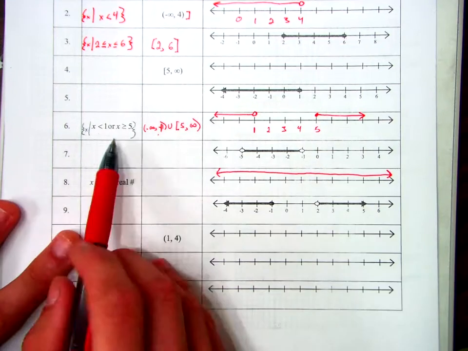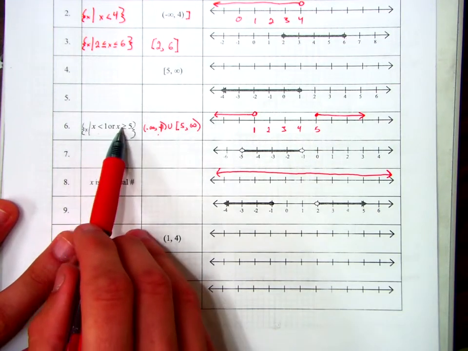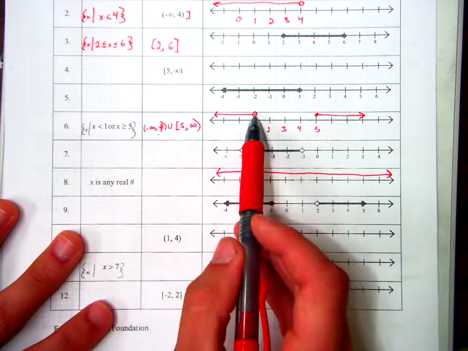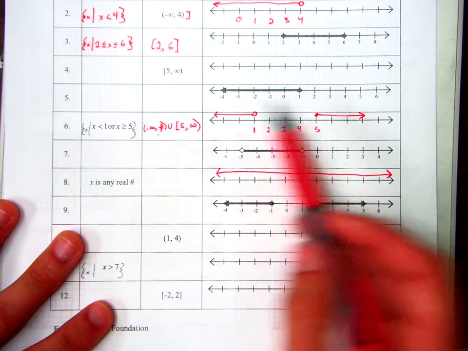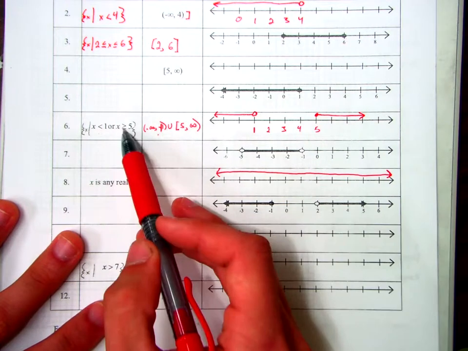This one right here says that x is smaller than 1 or x is bigger than 5. So x is smaller than 1, open dot because it's strictly smaller than, or it's bigger than 5, and that's a closed dot because it's bigger than or equal to.